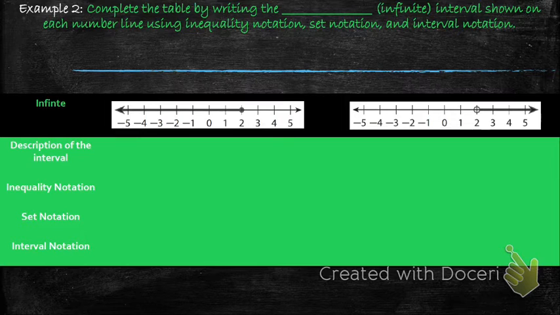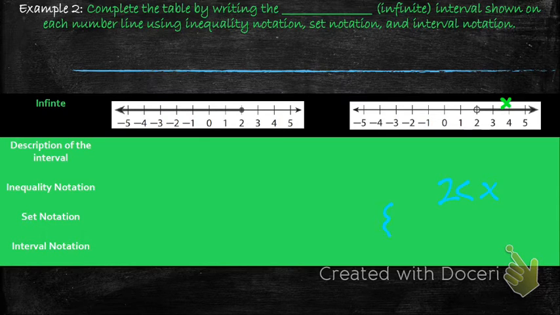All right, here we have, I'll do the one on the right this time. This one, the description of the interval would be all numbers greater than 2. X can be anything greater than 2. X can be anything over here because it's a shaded region. In inequality notation, we can start by writing 2 since 2 is the smallest number of the set and point the inequality towards the x.